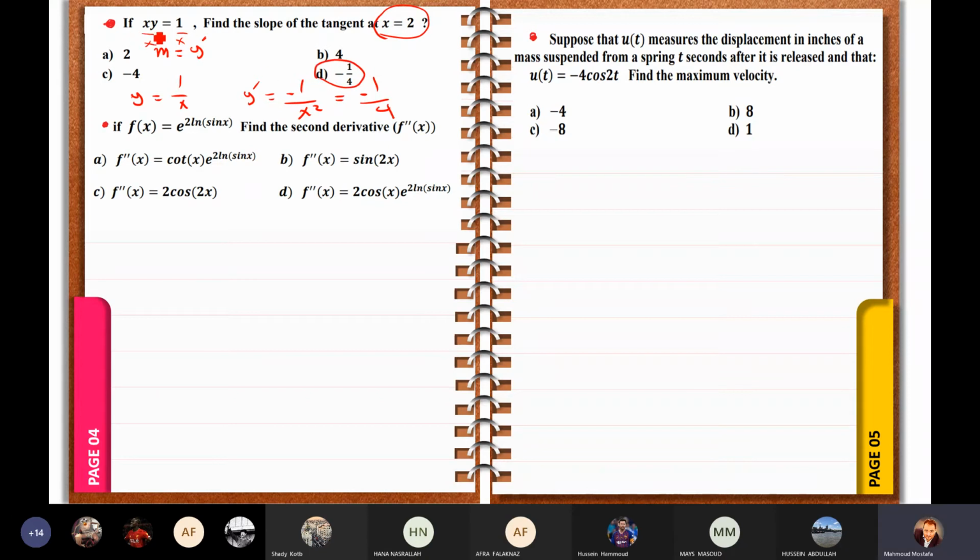Can we use the product rule? Yes, of course. So it will be x prime multiply y, but I think this is better here, right? Boys, girls, any question?